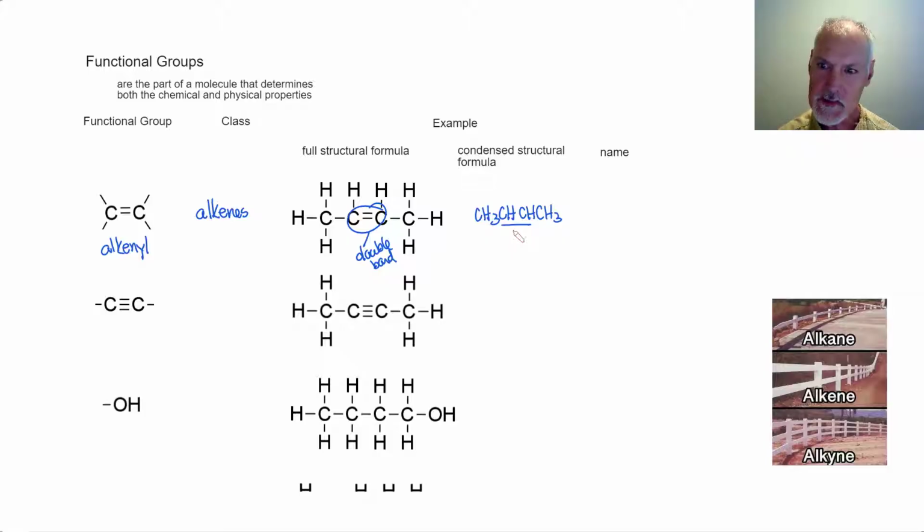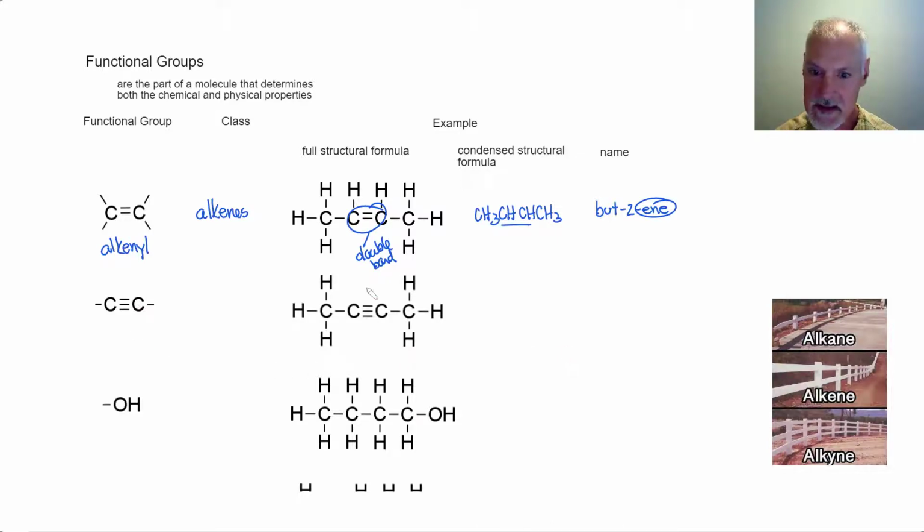Another skill we need is to be able to recognize from a name the functional group and the class. This particular chemical is called but-2-ene. That suffix gives it away. That is my key for recognizing that this is an alkene and contains an alkenyl functional group.